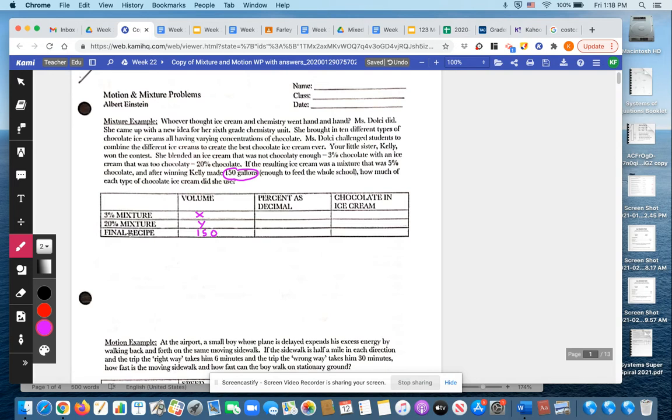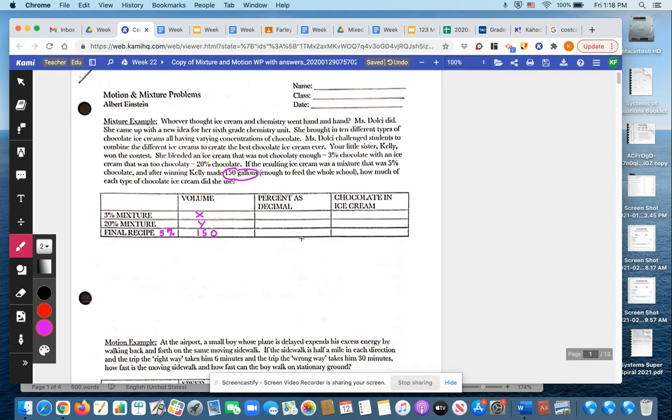One other thing to add to this table: the 3% mixture, the 20% mixture, and make sure you know the final result, the most delicious chocolate ice cream, is 5% chocolate. That's what was determined. So I'm going to write 5% in this bottom box down here because that's the end result. We're mixing the 3% with the 20% to get a 5%.